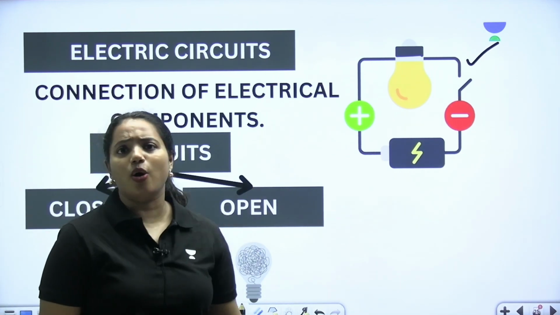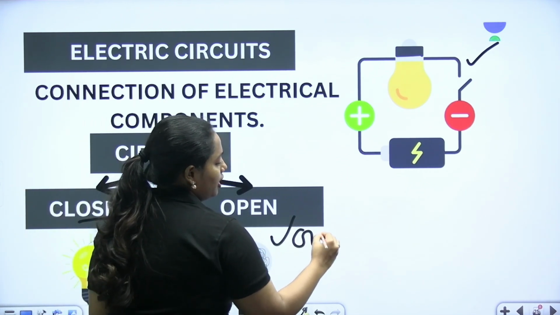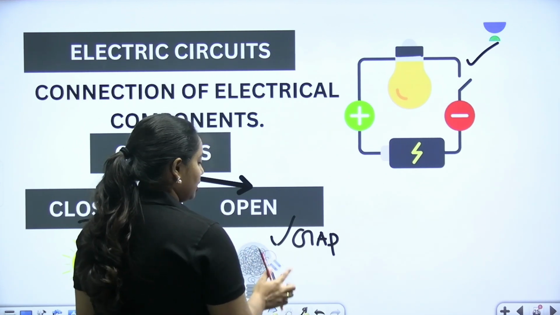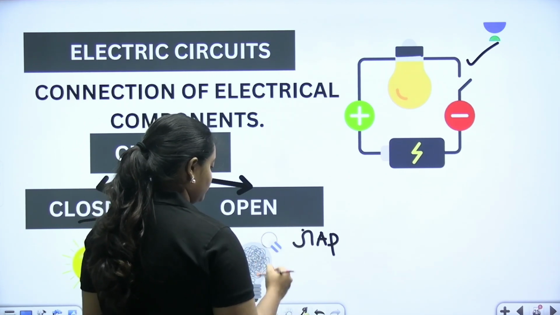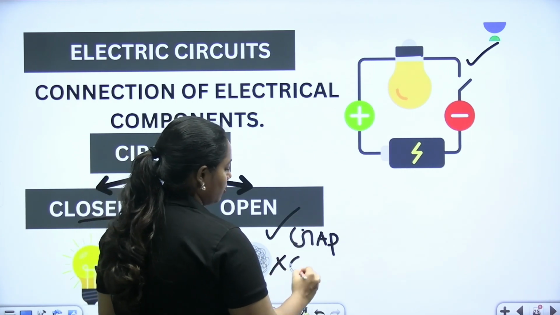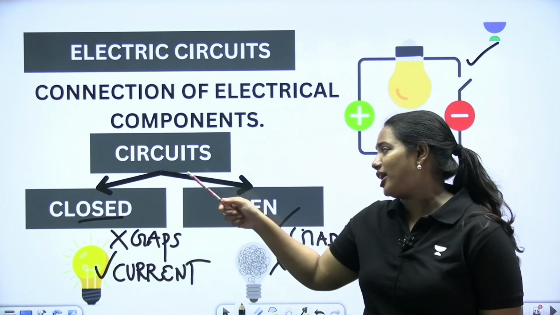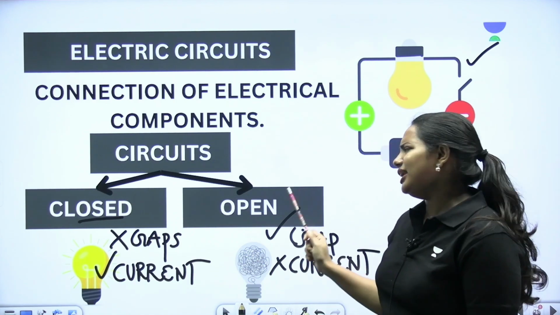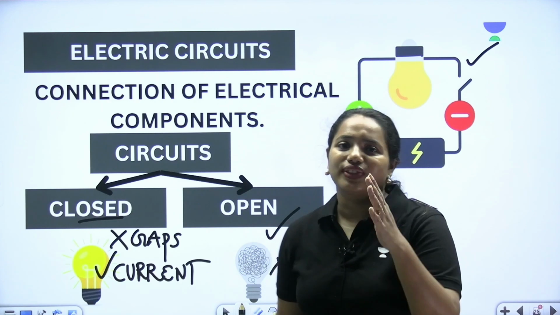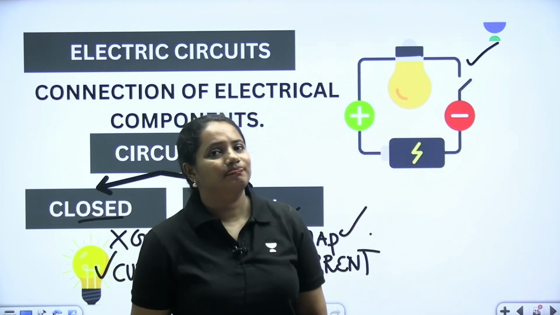And what about the next one? Open one. When you consider the open one, you can say that there will be a gap for sure. So there is a gap for sure and there is no current flow. So please write down. In case of closed circuit, there are no gaps, so current flow will occur for sure. And in case of open circuit, there is a gap and therefore the current will not flow. So that's all about circuits, and you have to just identify what kind of circuit it is.